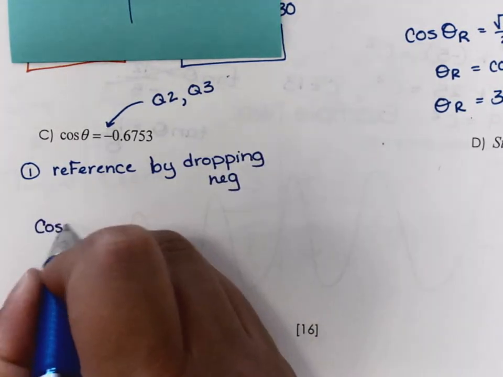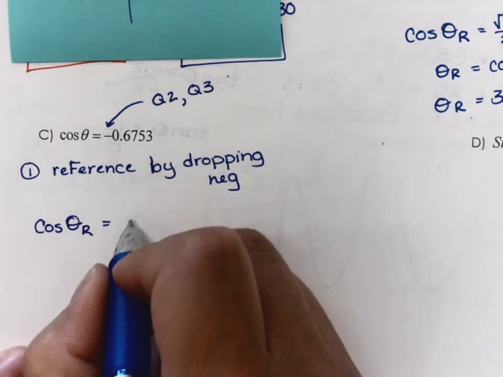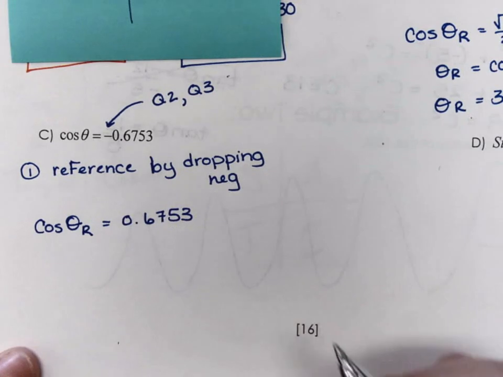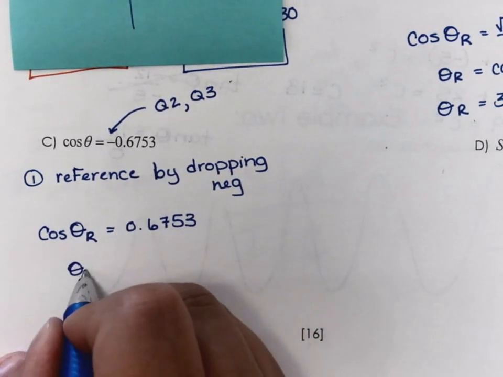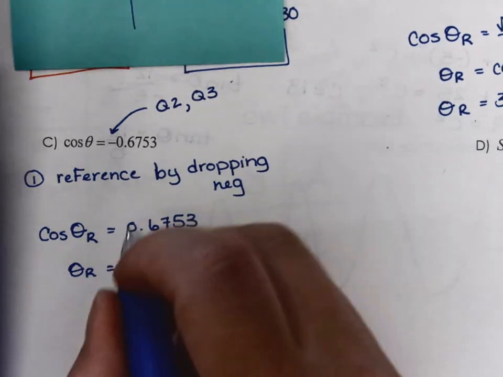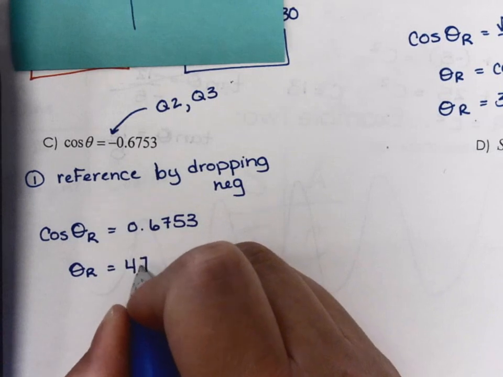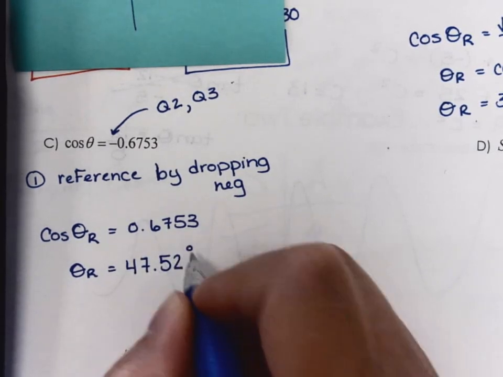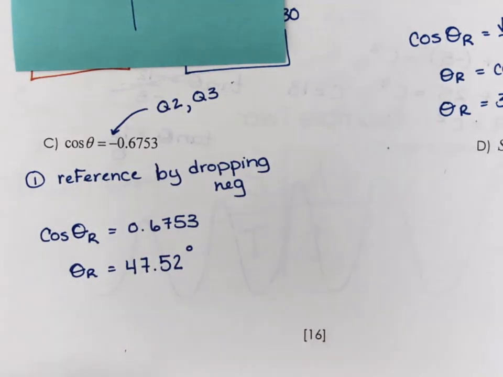So cos of theta reference is equal to 0.6753. And so theta reference, and you can do this, you don't even have to show that cos negative 1 line, but you definitely need to know to put it in there. You're gonna get a decimal this time. Let's go 2 places on the decimal, just to make ourselves feel uncomfortable.